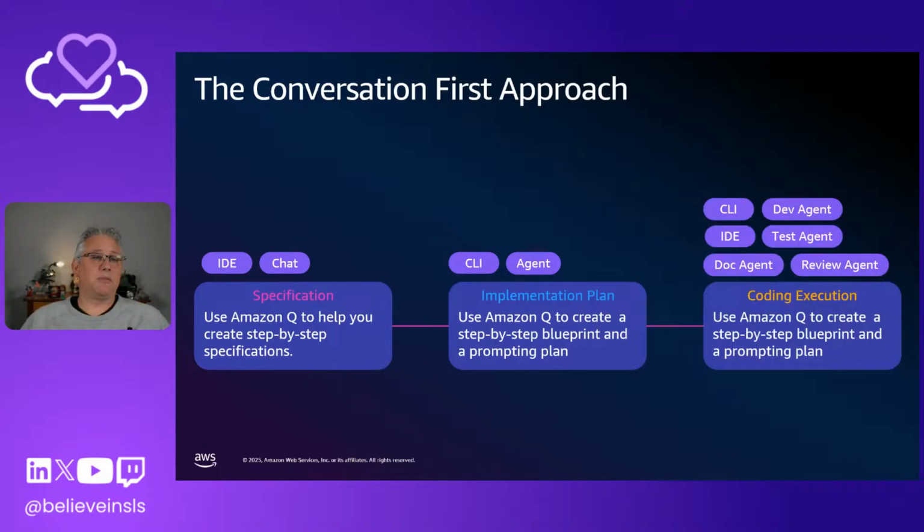Once you get the implementation plan, you can then look at coding execution and how you're going to execute this with AI. And you can have a conversation with the AI, again, using these purple boxes of the different modalities of Amazon Q CLI or Amazon Q Developer. Amazon Q Developer, if you don't know, has a number of different modalities that work independently and are sometimes slightly different products.